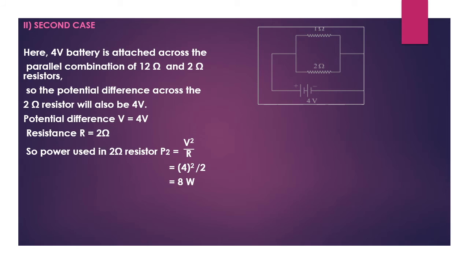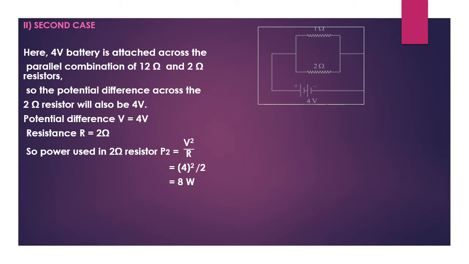The second part of the question, 4 volt battery connected to the combination of 12 ohm and 2 ohm. So children, you can see the circuit diagram. 12 ohm and 2 ohm are connected in parallel across the 4 volt battery. So here the potential difference is the same. So the potential difference is 4 volt across the 2 ohm resistor. And here we did not calculate the effective resistance. Why children? Because the current that is flowing through 12 ohm is not the same as that flowing through 2 ohm.